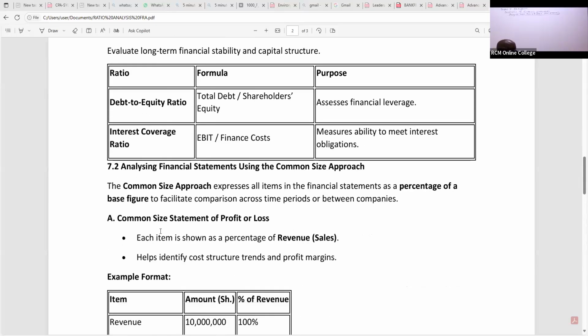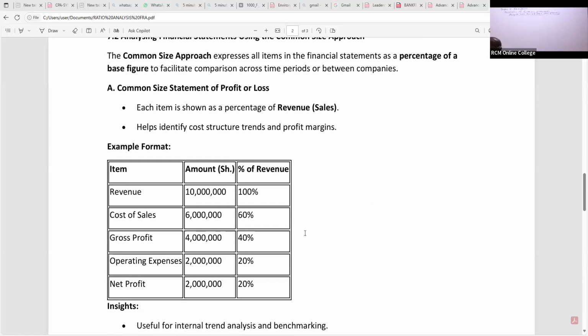Then we have what we are calling 7.2, analyzing financial statements using the common size approach. The common size approach expresses all items in the financial statements as a percentage of a base figure. For profit and loss, what will be the base figure? What will be the common item in all the values we shall be analyzing? For P&L, the common or base figure will be revenue.